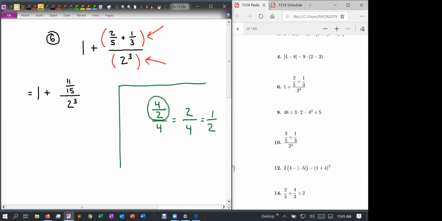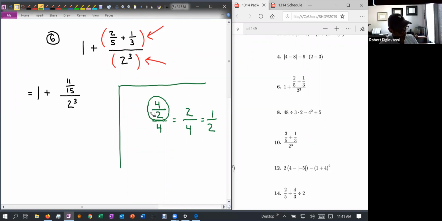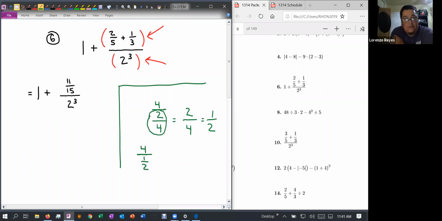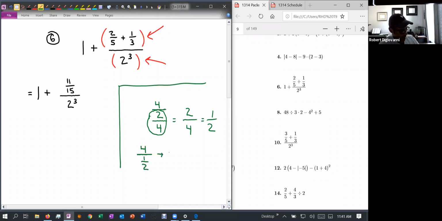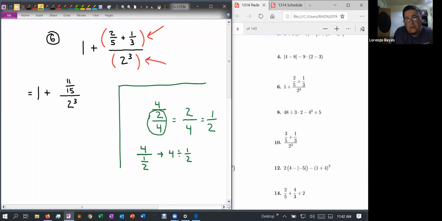Looks okay. All right, well, here's another way we could have done it. What if I do the 2 over 4 first? So then it would look like this, 4 over, what's 2 over 4 as a fraction reduced? 1/2. And now, isn't that really saying 4 divided by 1/2? Isn't that the same thing? Yeah.